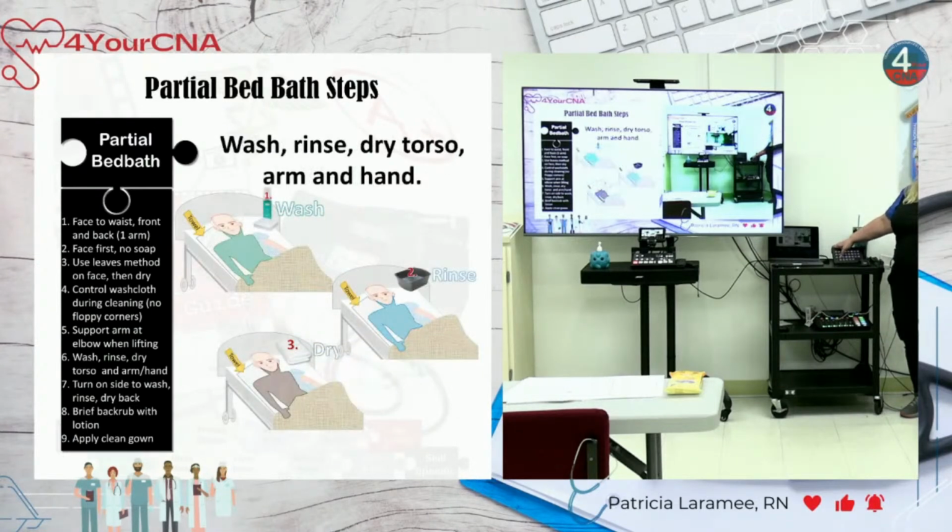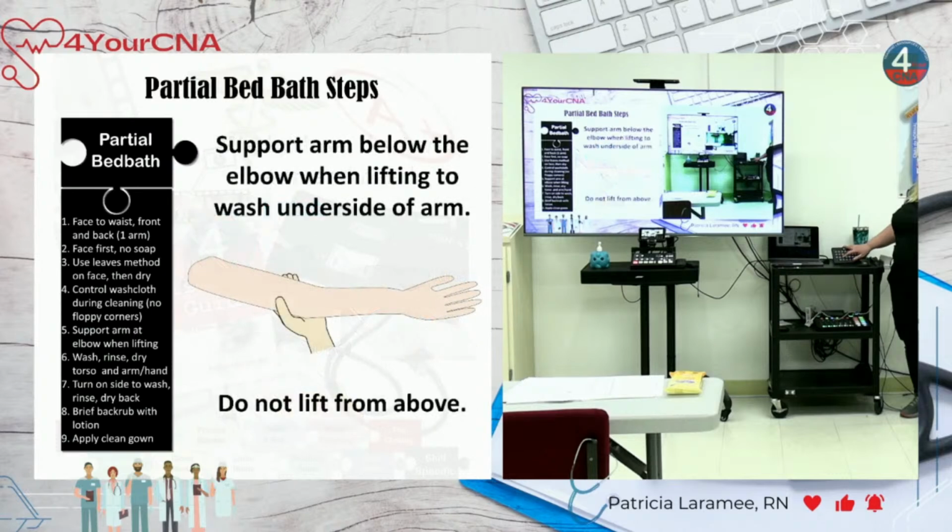Whatever we wash, we rinse. Whatever we rinse, we dry. And then we're going to move on to the torso. So I'll start under the chin and just wash everything down to the waist, up the side, down the arm. I want to do the armpit last because ew, right? Armpit last. So whatever we wash, we rinse. Whatever we rinse, we dry. Always supporting the extremity from below. That's not new. We've learned that.